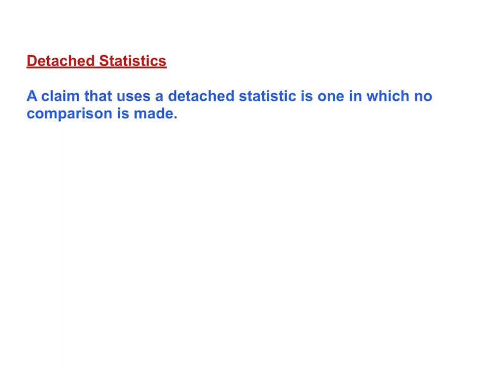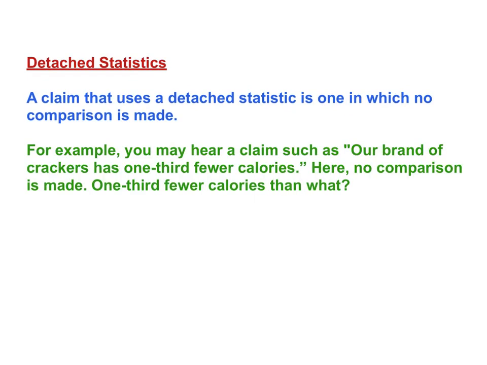Detached statistics. This is a good one. A claim that uses a detached statistic is one in which no comparison is made. Here's what this might look like. Something like this. Our brand of crackers has 1/3 fewer calories. 1/3 fewer than what? A donut? Like, or other crackers? Or, right?